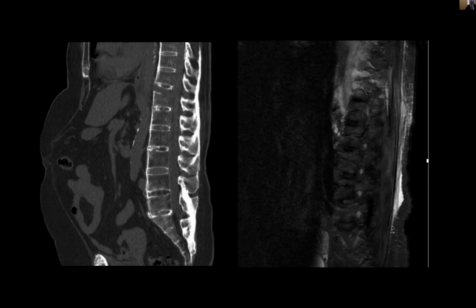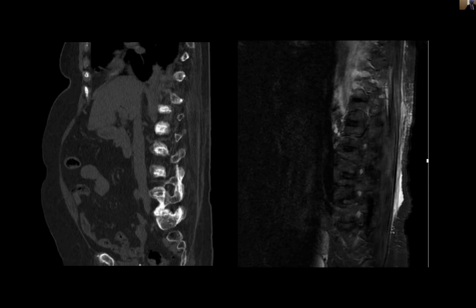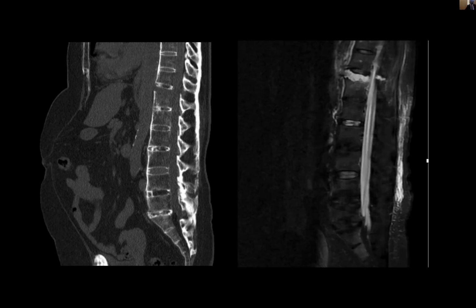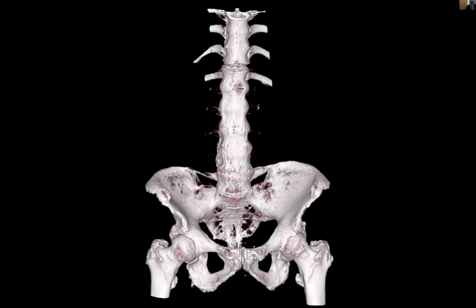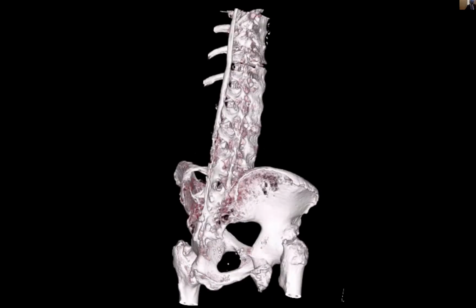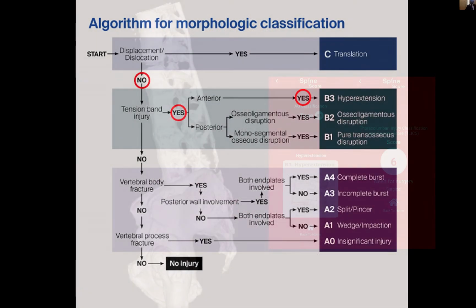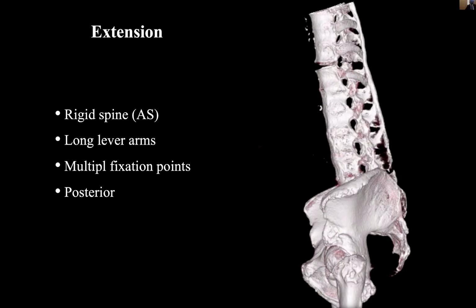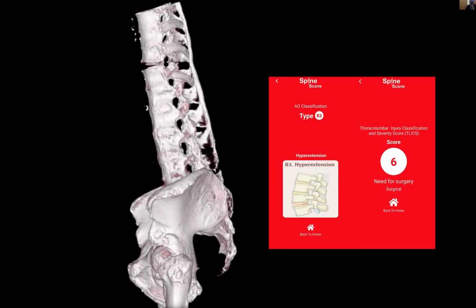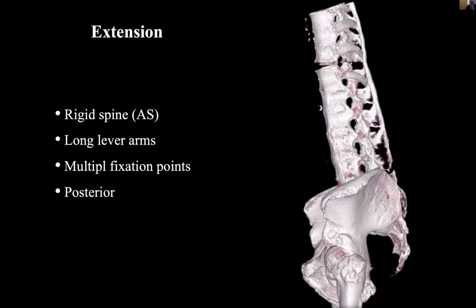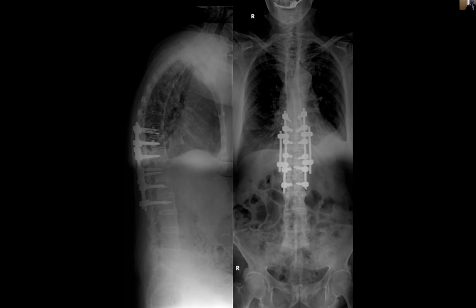This is the 3D. If you look at it, and if you apply the application, the score is 6. So we need surgery, and what we have done here, this was a special case. Ankylosing spondylitis cases may need longer lever arms, so you have to increase the segments here. The thing that we have done here was we put intermediate screws. This intermediate screws means you insert screws also into the fractured vertebra here, and we used double rows here.